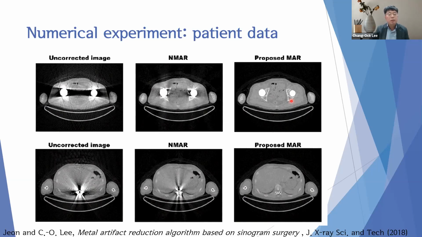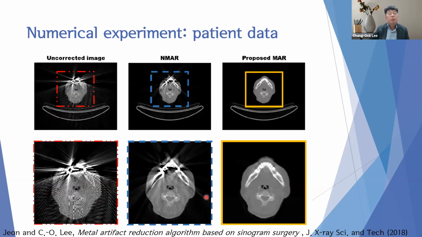And for the chest images also, we put the metal here, and the MAR shows this one, and our method shows this one. Okay, and also dental data. This is the MAR result, and this is our result. And if you magnify these rectangles, then you can still see the strong streak artifact in the MAR case, and we can see very clear images in our method.